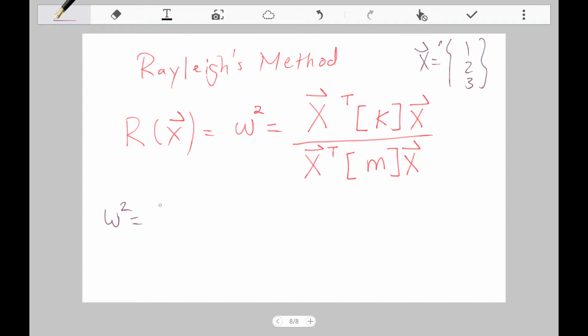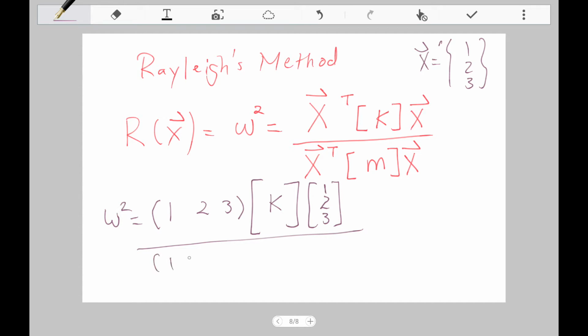Basic matrix operations: the transpose is basically turning the column into a row. That's what we did right now. And now the K, we're going to have the K matrix right here, and then times the mode shape again, 1, 2, 3, divided by 1, 2, 3 again. In this case, since this is a torsional system, we're going to replace M by J. I'm going to say J matrix, and then 1, 2, 3 here.